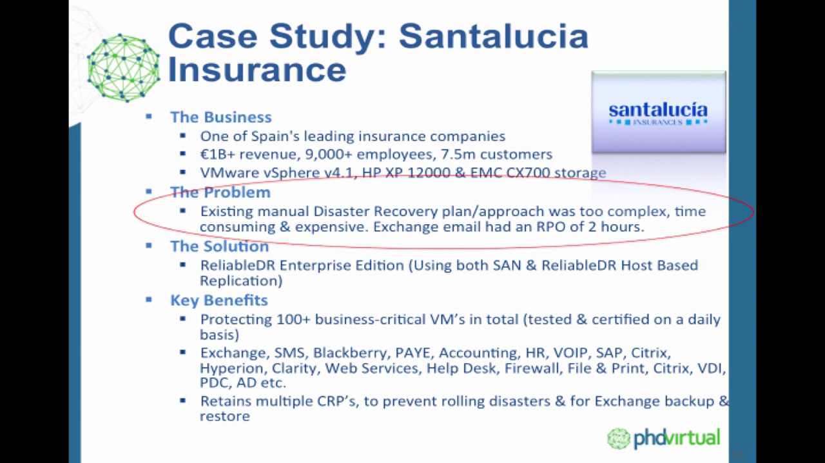So, as this says, their main problem was their existing manual DR plan was too complicated, time-consuming, and for their Exchange, they wanted a recovery point of 2 hours. With ReliableDR, it meant that we could automate everything they had, including things like being able to reconfigure VLANs, to do flushes on DNSs, a whole host of different things. That was all put into the product. So we helped them over the issues that they had.